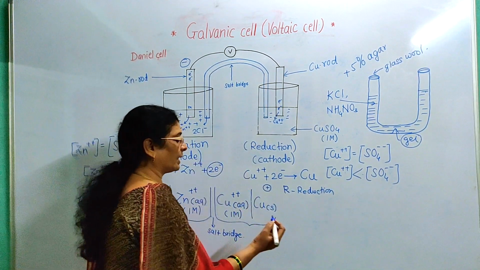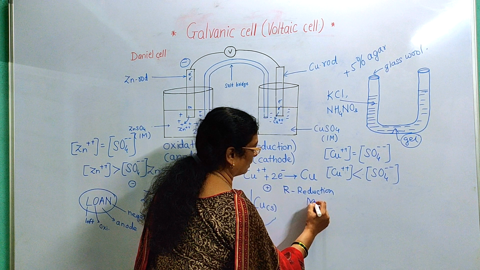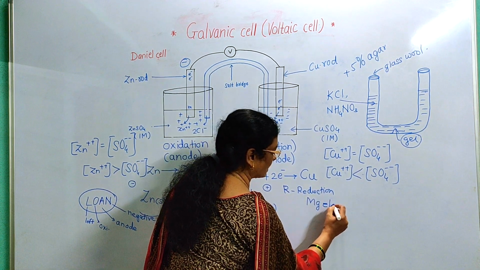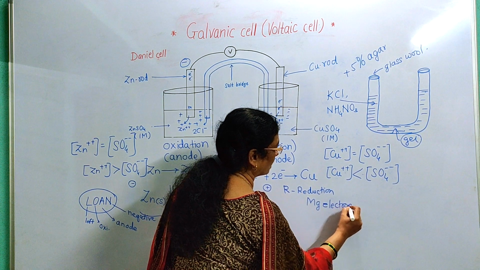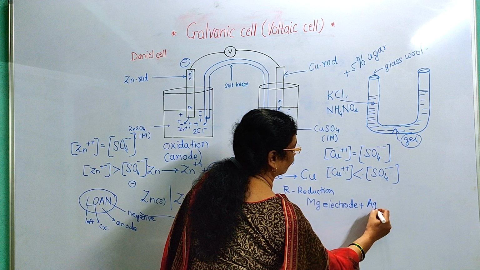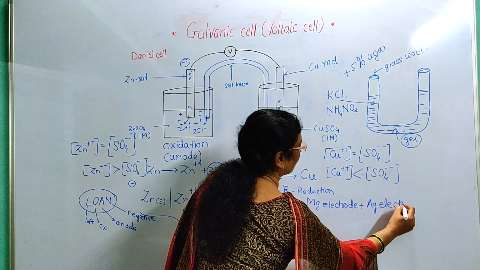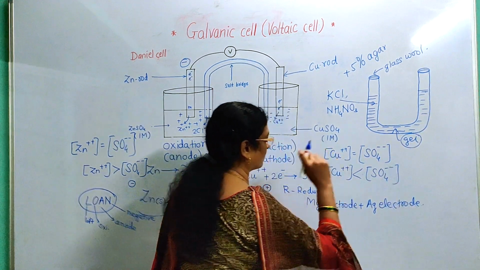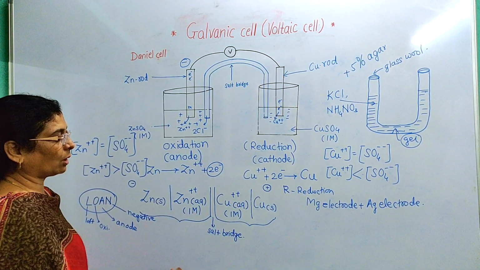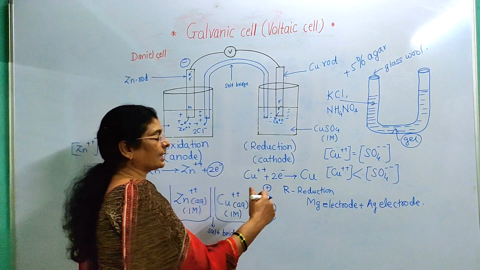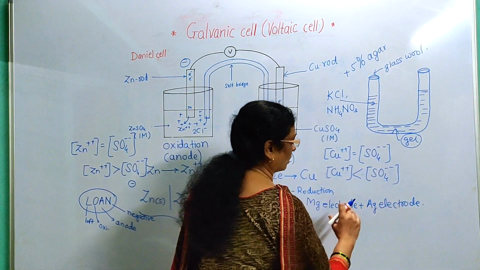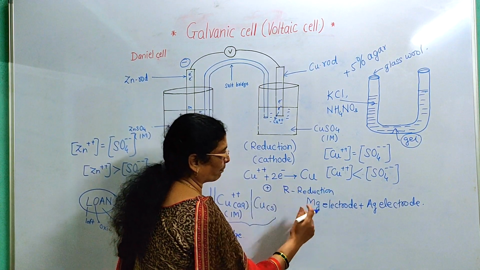Suppose I am taking one example. I have a cell which is constructed by using a magnesium electrode and a silver electrode. At the magnesium electrode there is an oxidation reaction, so it works as anode, and at the silver electrode there is a reduction reaction, so it works as cathode. So how can you represent this cell?